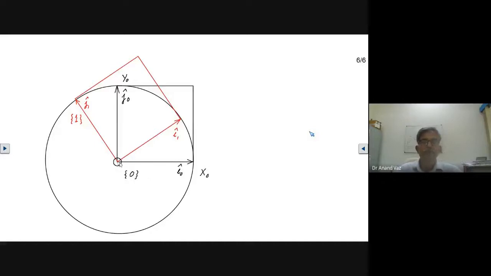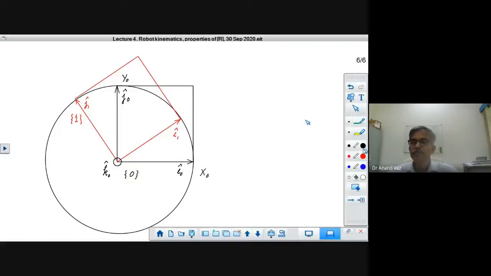The K vectors of both the frames are coming out of the paper. You're using the right hand rule. You're turning from I towards J, and your thumb is pointing towards the positive direction K when you're using your right hand. So this is K0, as well as K1. K1 also is here itself.